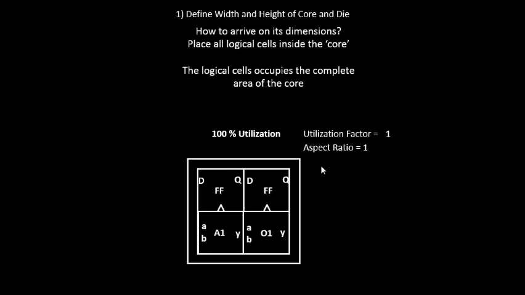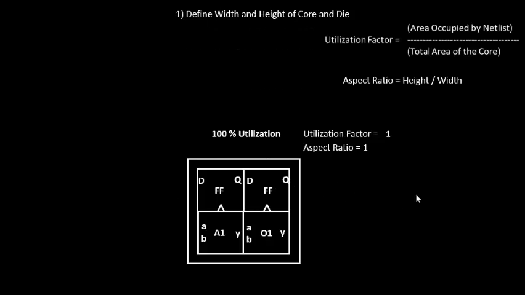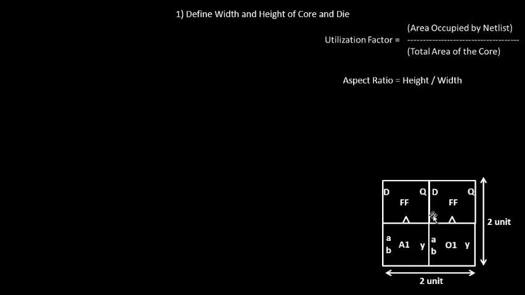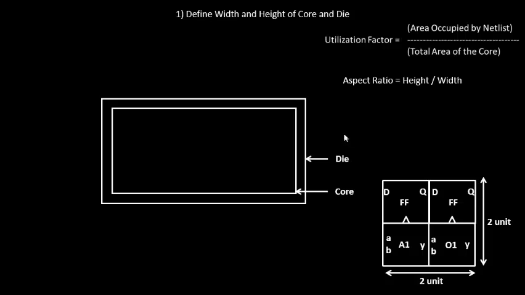So what we'll do is we'll take some more examples, and we'll keep these definitions at the right side. The utilization factor is the area occupied by the netlist divided by the total area of the core, and the aspect ratio is height by width. With that in mind, let's take another example. We have the same netlist with 2 units as the length and 2 units as the height. And let's say now the core and the die look something like this.